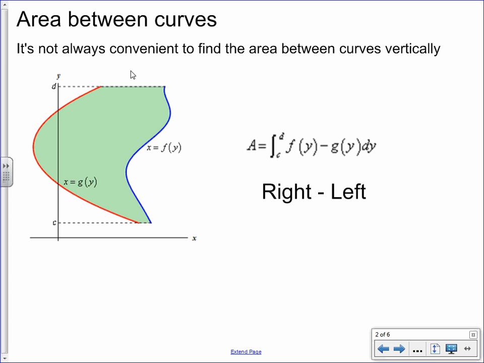I want you to look at this picture. If we put in a reference rectangle that is horizontal, the length of that rectangle, the more positive part is on the right, the smaller function is on the left. So the height of this rectangle is right minus left. The thickness, since that thickness is perpendicular to the y-axis, that thickness is dy. So we're going to add up all of these infinitely small rectangles with thickness dy, which means we're integrating with respect to y.